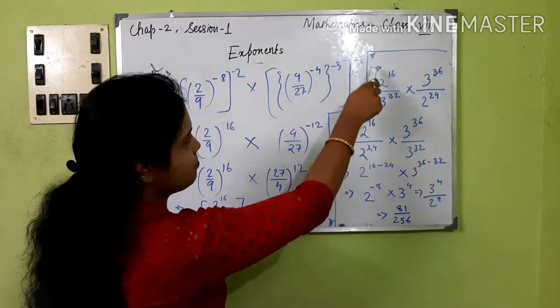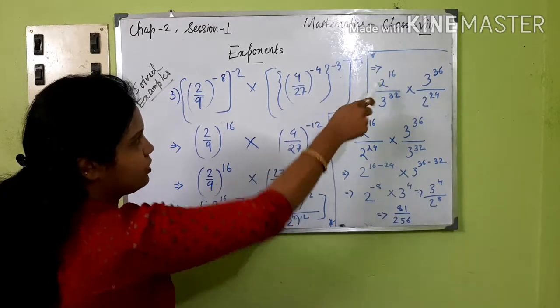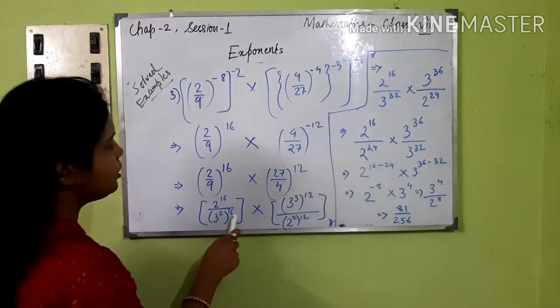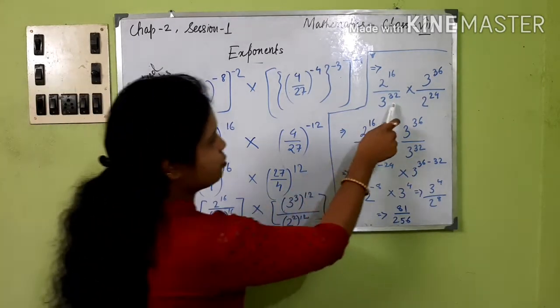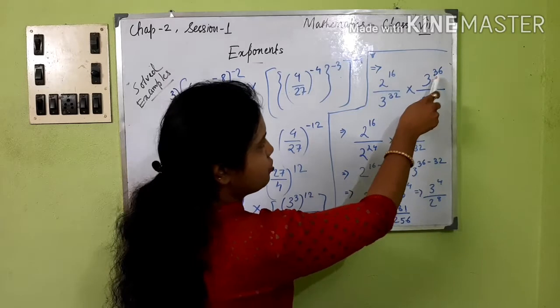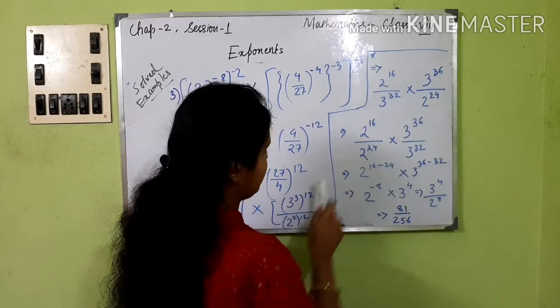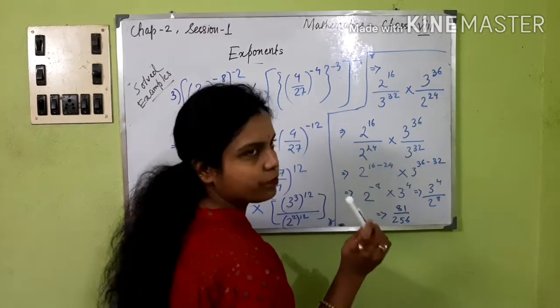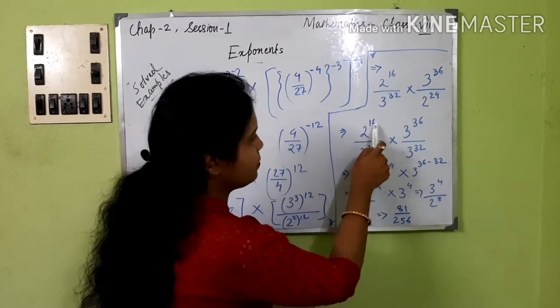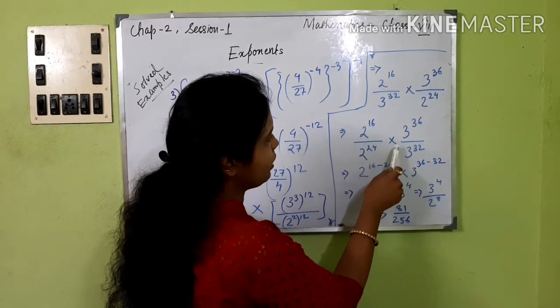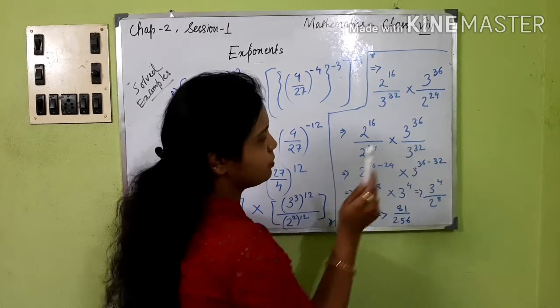Next, after this step, put a star mark here. I have come to here. You can see. So it is coming to the power 16 by 2 into 16 is 32. So 3 to the power 32 into here 3 into 12 is 36. So 3 to the power 36 divided by 2 to the power 2 into 12. That is 2 to the power 24. Now simply rearrange 2 to the power 16 by, I have just brought this here, 2 to the power 24 into 3 to the power 36 by 3 to the power 32.